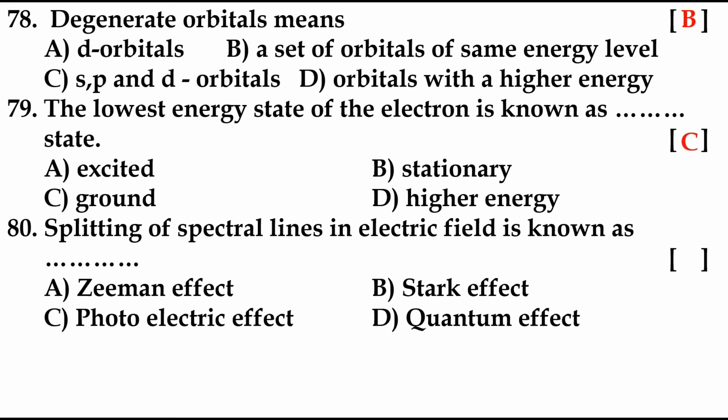Ground state. 80. Splitting of spectral lines in electric field is known as A. Zeeman effect. B. Stark effect. C. Photoelectric effect. D. Quantum effect. Answer is option B. Stark effect. So these are the 80 bits given in this chapter, structure of atom.